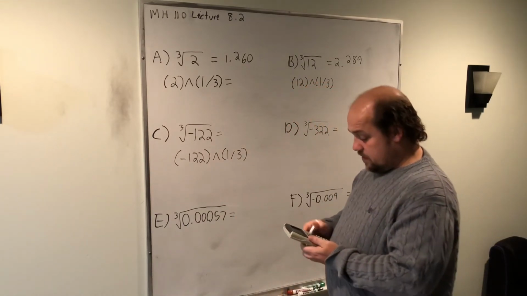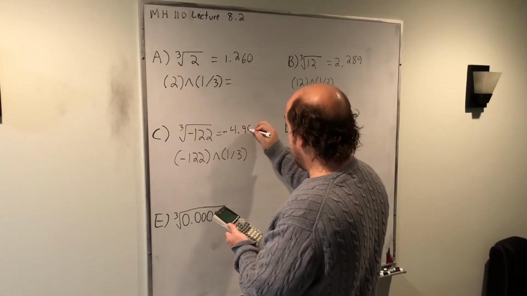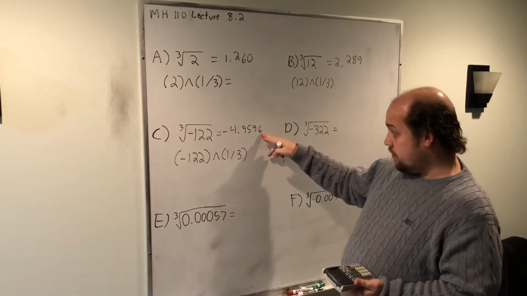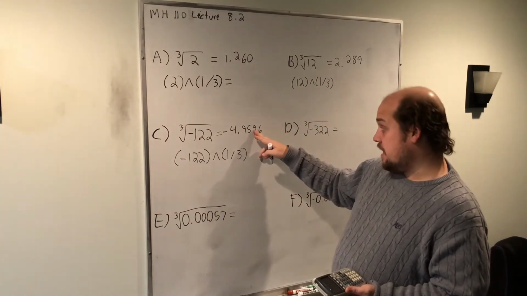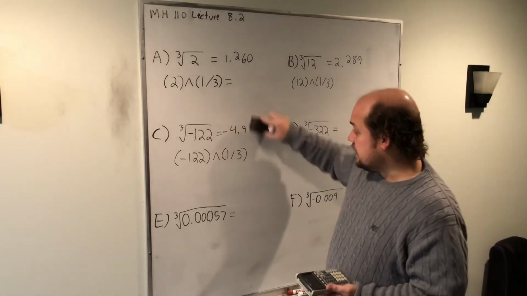When I put that into my calculator, I get negative 4.9596. This is again a case where I'm going to round up. It rounds up to make this 10 really. So what used to be 59 becomes 60.